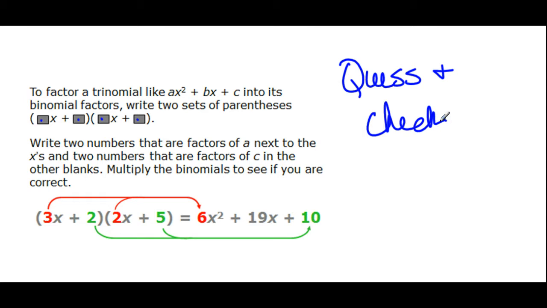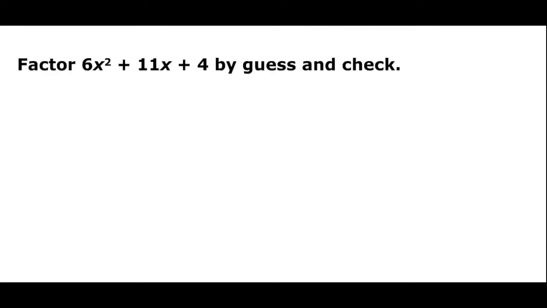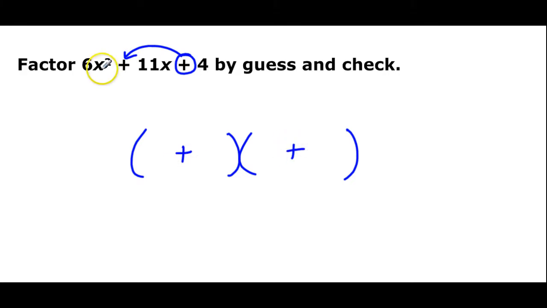Now sometimes guess and check is really easy. Sometimes it becomes very complicated. So let's give it a try. The first thing I'm going to do is put my two parentheses, and then going back, I'm going to realize that this tells me the signs are both going to be the same, and they will be whatever's here, so I know I have this to start with. I also see that I only have the one variable x, and that's going to come from these two terms.